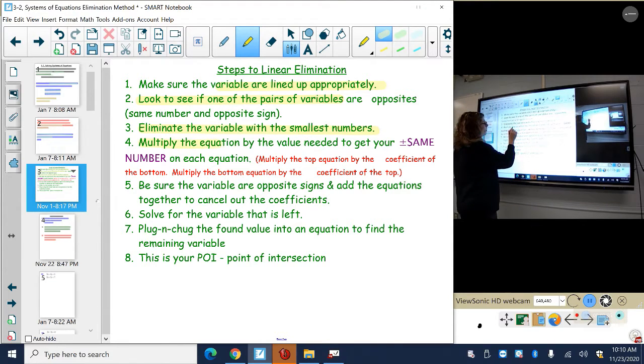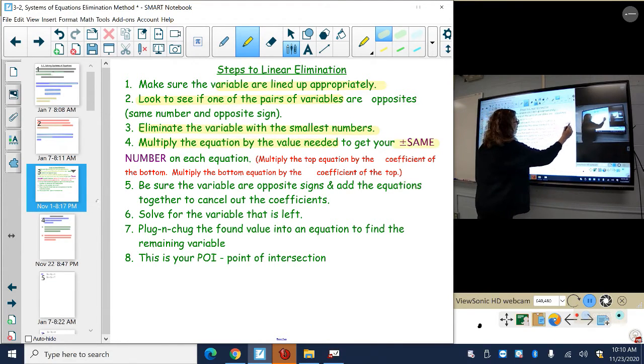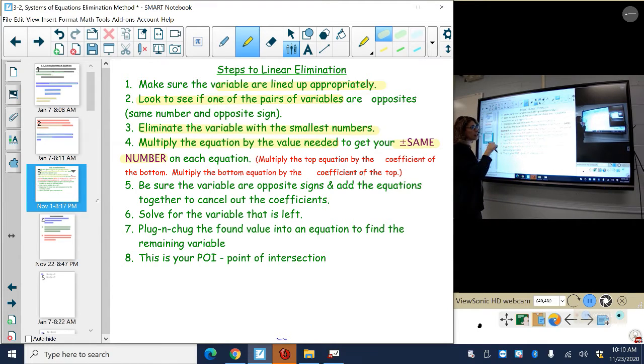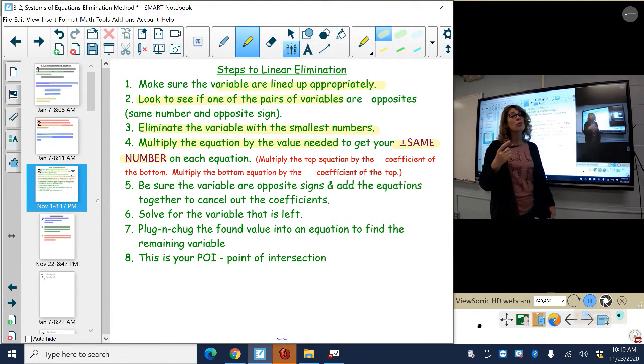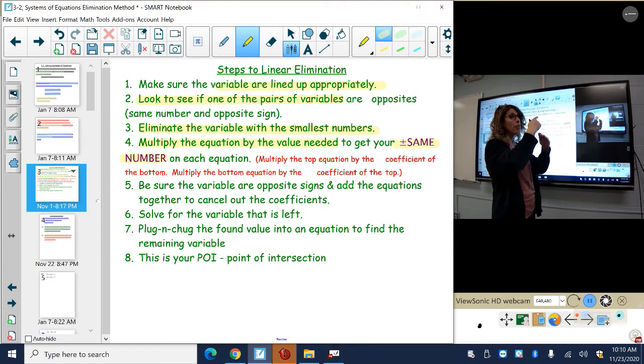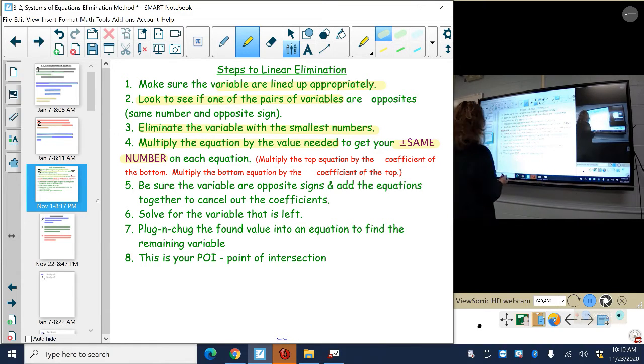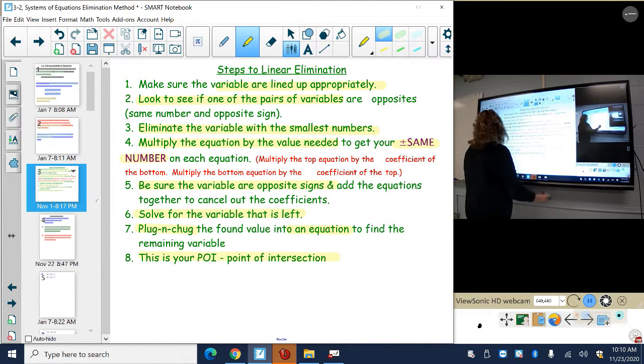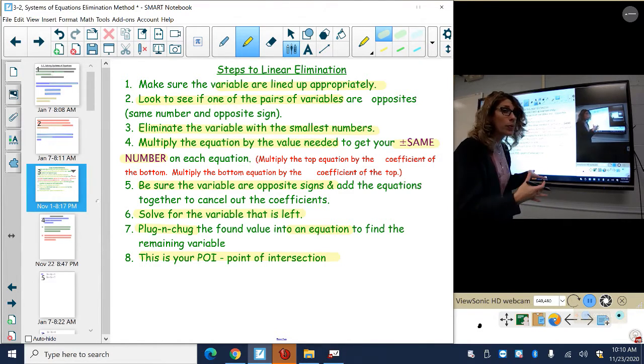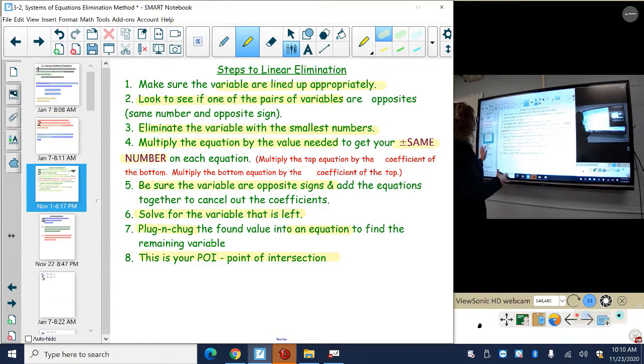And you're going to multiply the equation by the value needed to get the plus or minus the same number on each side. How do you do this? You multiply the top equation by the bottom equation's number, and you multiply the bottom equation by the top equation's number, okay? And I will show you that. Be sure the variables are opposite signs and add straight down. Solve for that variable, and then take that answer and plug it into the original equation, and this is your point of intersection. So it looks super confusing, but we're going to make it really easy.